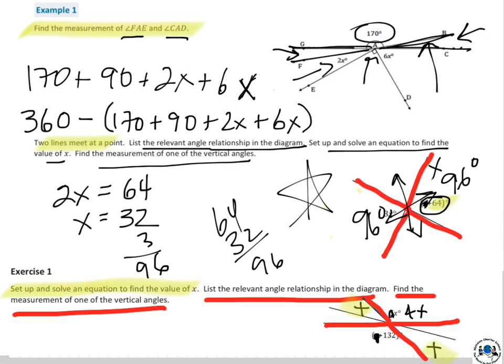Okay, so I've created those vertical angles there, and I know that equation is 4x equals 132, and if I divide 132 by 4, which is really what I'm doing, I get x equals 33. Okay, so I've solved for x. If I want to go ahead and solve for those two vertical angles.